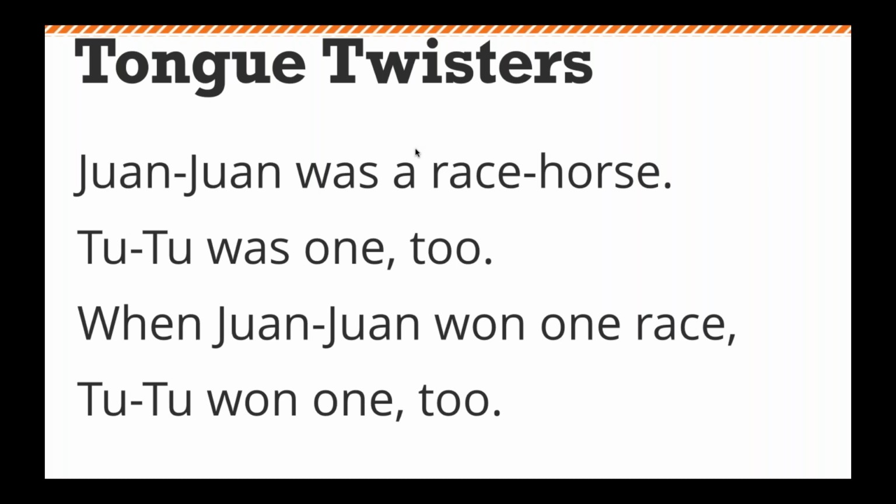And then once you can slowly say it, each word enunciating as clearly and articulately as possible, then you slowly speed up until you can speak it at a conversational pace. Wan Wan was a racehorse. 2-2 was 1-2. When Wan Wan won one race, 2-2 won 1-2.